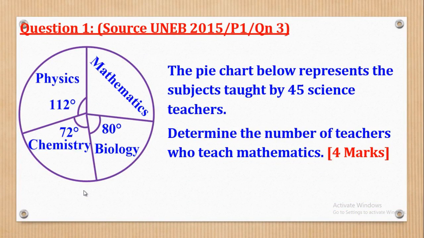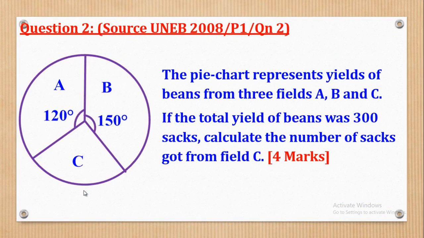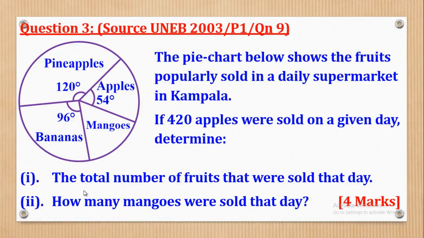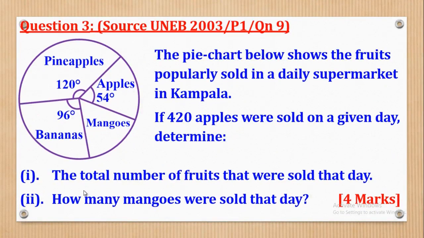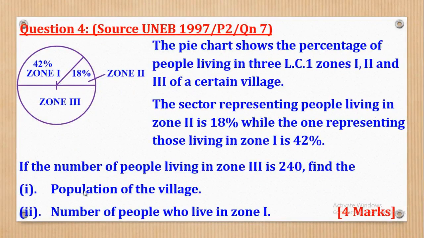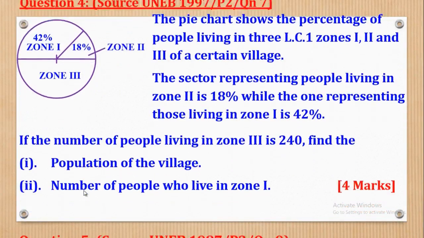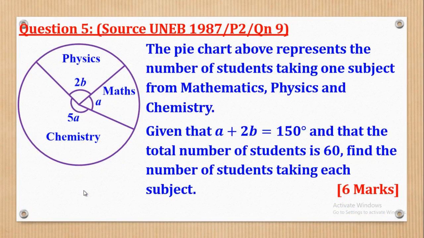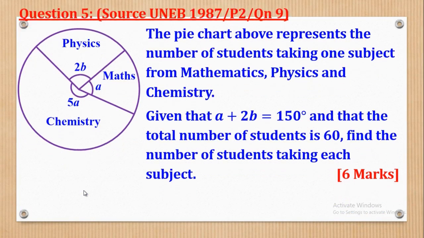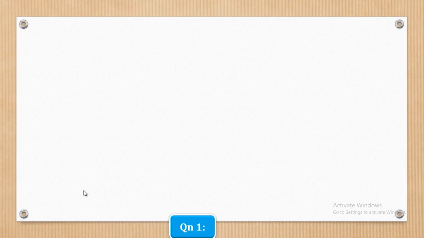These are the very questions I left in the previous video. Question 1 came from UNEB 2015, paper 1 question 3. Question 2 came from UNEB 2008, paper 1 question 2. Question 3 came from UNEB 2003, paper 1 question 9. Question 4 from UNEB 1997, paper 2 question 7. And lastly, question 5 from UNEB 1987, paper 2 question 9. Those are the questions I left in the previous video, so I believe by now you're ready to try them out, mark yourself and check your progress.